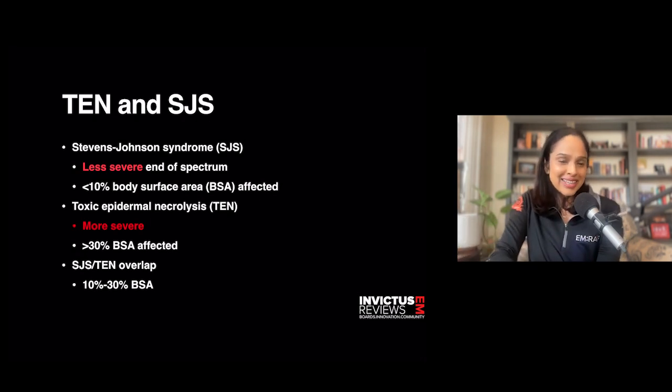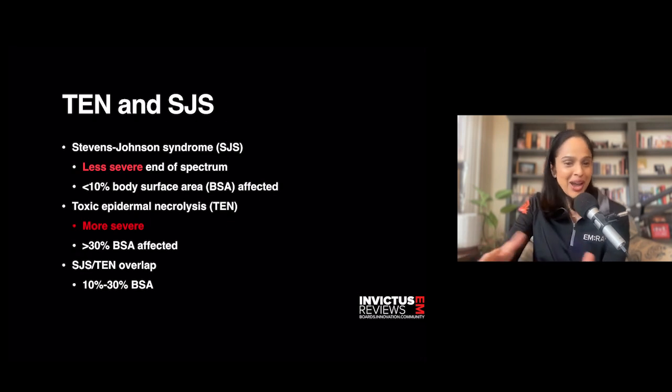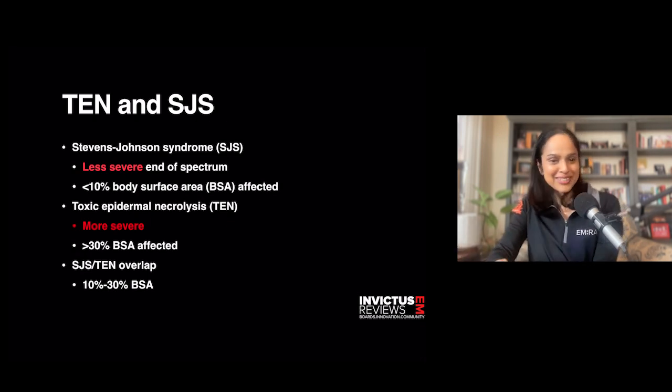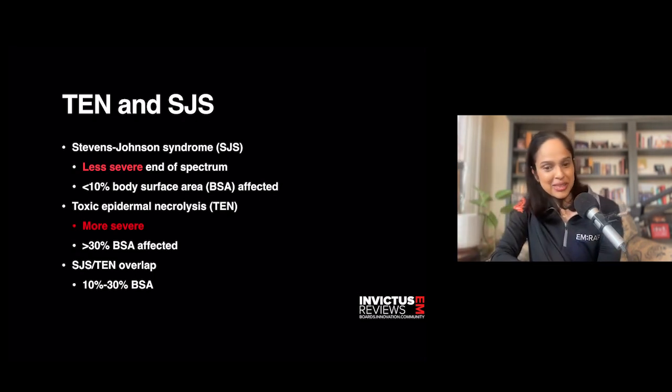So SJS is the less severe end of the spectrum. Usually less than 10% of the body surface area is affected. And TEN is going to be more than 10. Actually, it's really more than 30 because there's this overlap area. Why did they do this? There's an SJS/TEN overlap area between 10 and 30%. But on a scale of 1 to 10, the more severe is going to be toxic epidermal necrolysis, and then less is going to be the SJS.